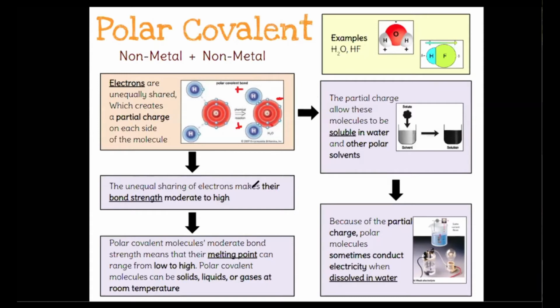The unequal sharing of electrons means that their bond strength is moderate to high. Usually not as high as most ionic compounds, but still pretty strong. It's not easy to split a water molecule apart. So the polar covalent molecules, because they have a moderate strength, can be solids, liquids, or gases at room temperature. It really depends on how polar they are.